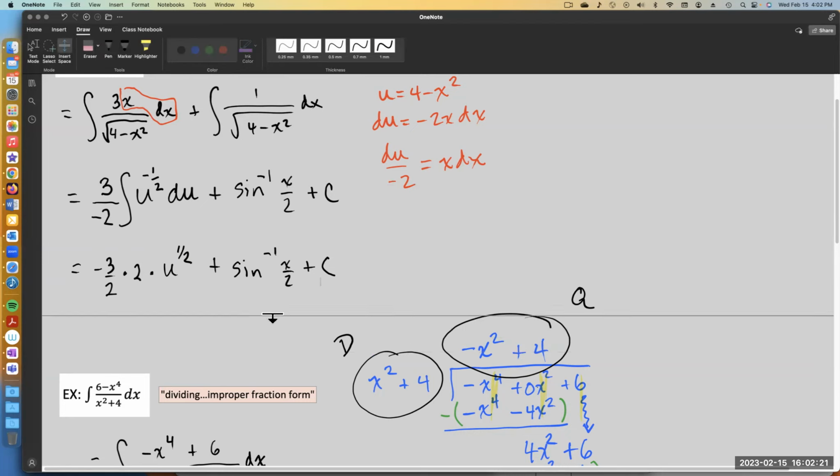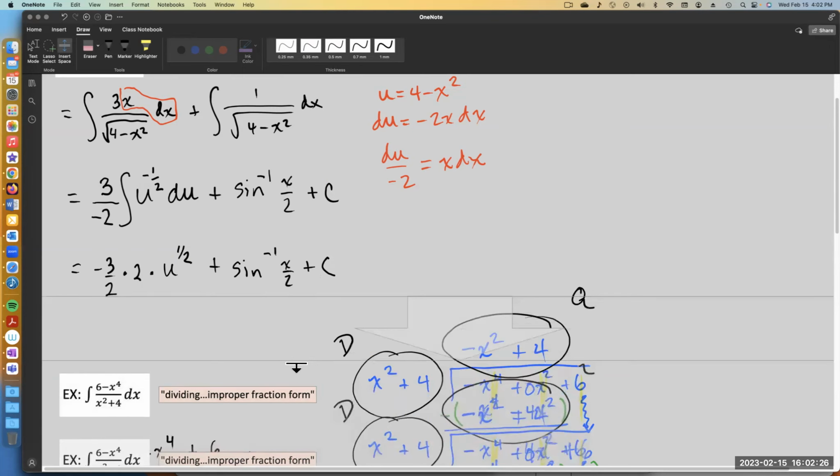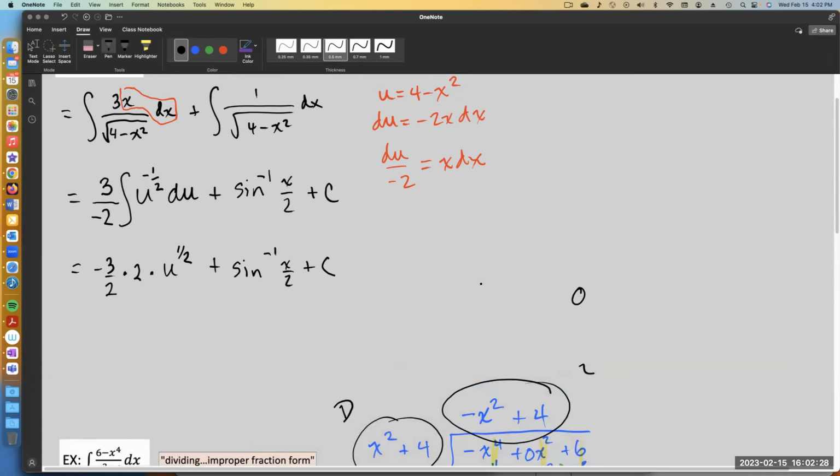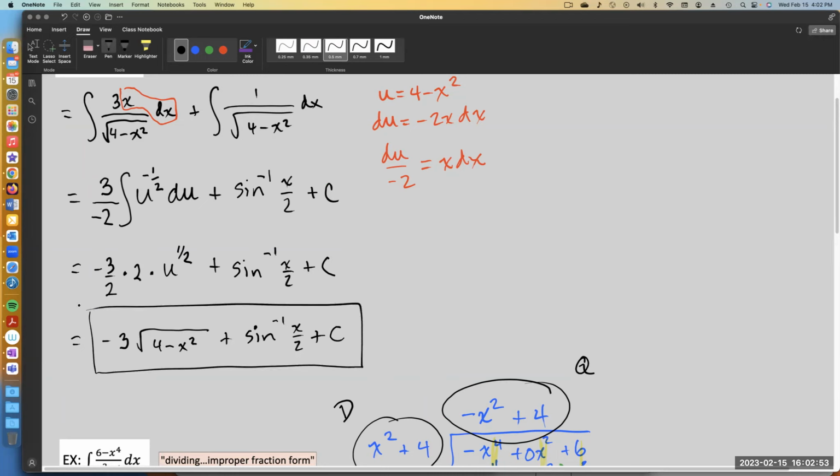And then one more step. And then our final step is to do our back substitution. So we're going to have -3 square root of 4 minus x squared plus inverse sine of x over 2. All right, any questions on those steps?